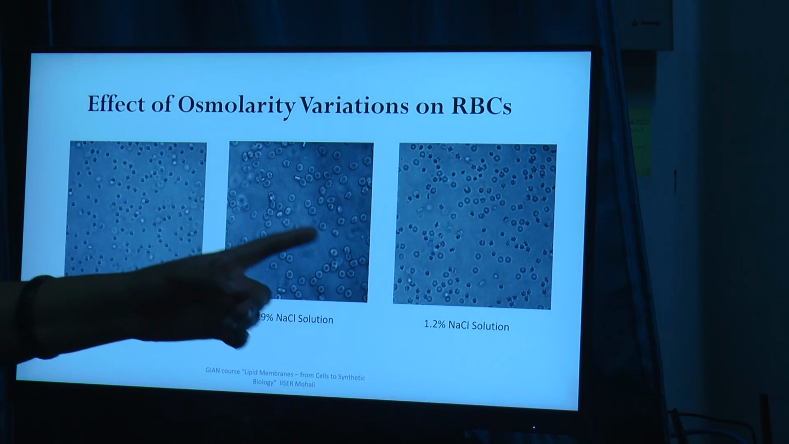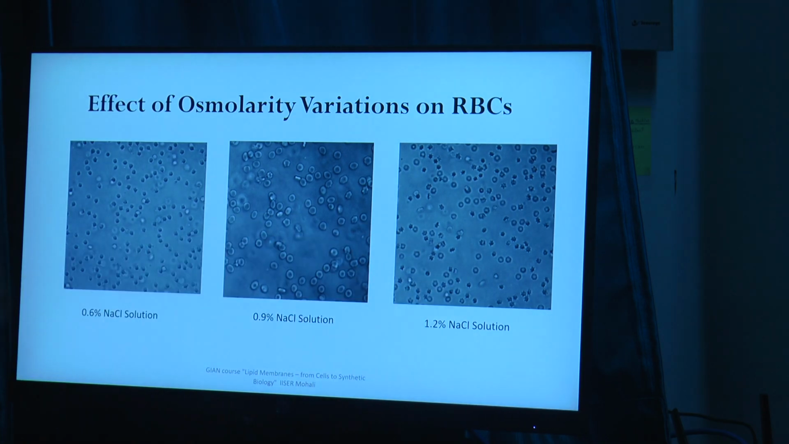These are normal red blood cells, and when you increase the amount of NaCl in the solution outside the red blood cells, they are going to shrink, and these are called echinocytes, where spicule kind of formations take place, because the water content inside is going to go out because of the change in the osmolarity.